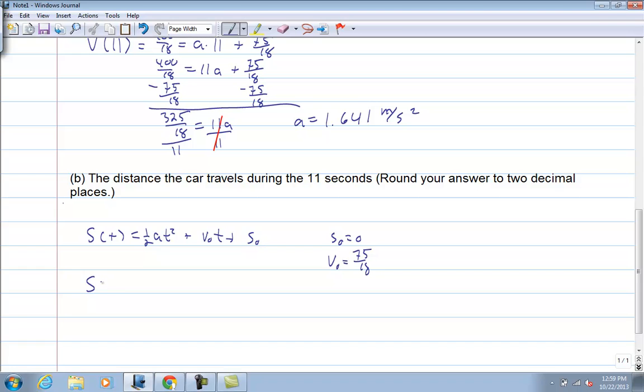So we're talking about this, the position function after 11 seconds is going to be 1/2 times 1.641 times 11 squared plus 75/18 times 11 plus 0. Oh, I forgot my 1/2. Oh, I got the half. Okay.